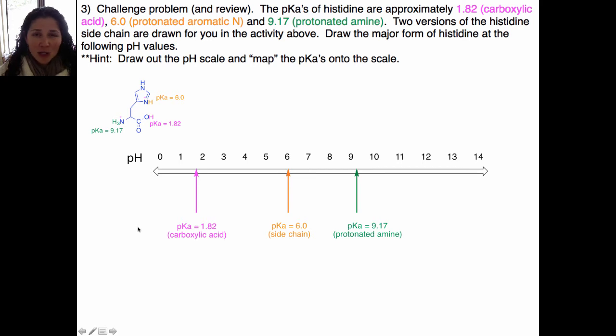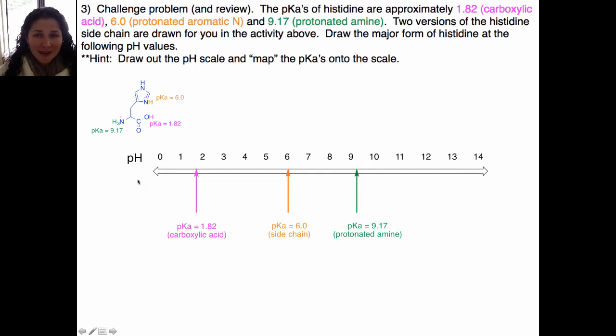Now ask yourself, which is the most acidic functional group? It should be the one with the lowest value pKa, or the smallest pKa value. The smaller the pKa value, the stronger the acid. And the carboxylic acid is the strongest acid functional group here. You can also tell this based on the map that you've made.